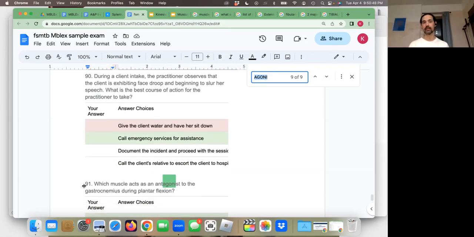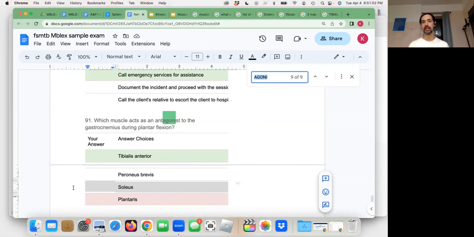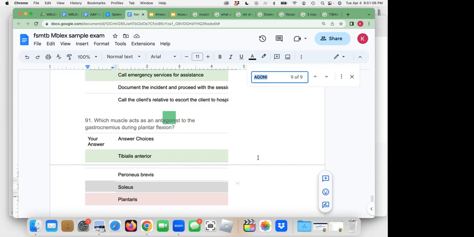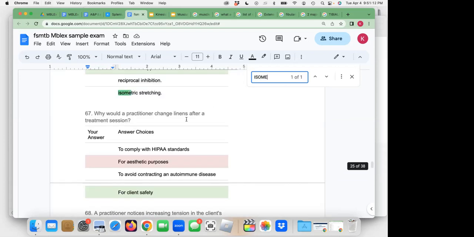Which muscle acts as an antagonist to the gastroc during plantar flexion? Stephanie. Tibialis anterior, peroneus brevis, soleus, or plantaris? Oh, tibialis anterior. Very good.